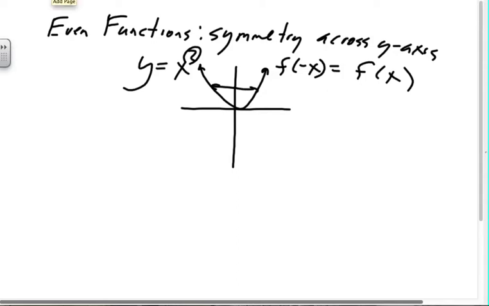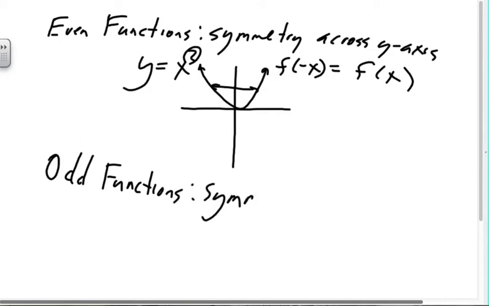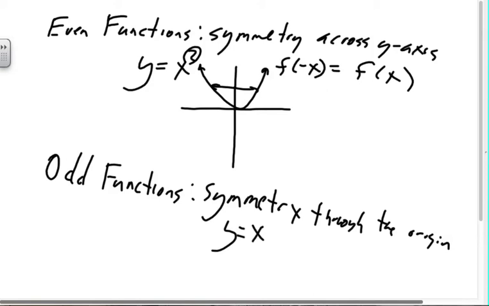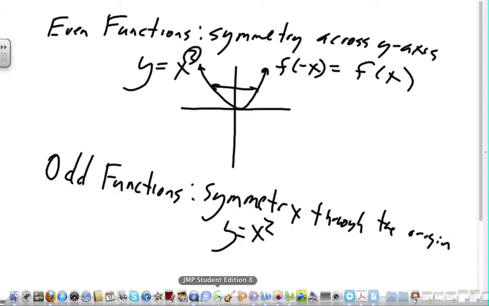So if we've got even functions, the next ones are odd functions. And these things have symmetry not through the x-axis, but they've got symmetry through the origin. An example would be y equals x cubed. Let's take a quick look at what that would look like.